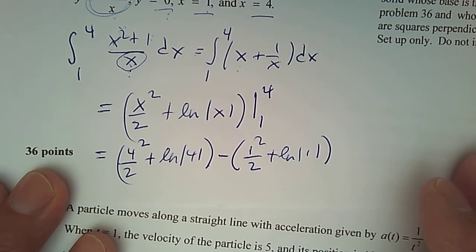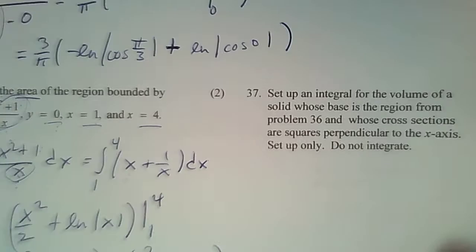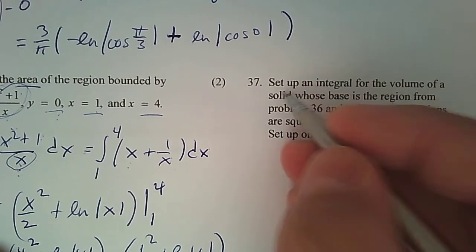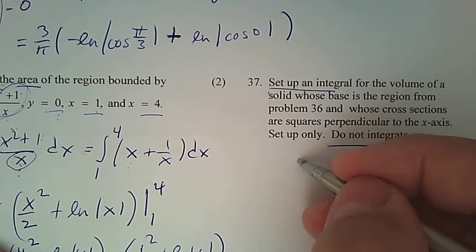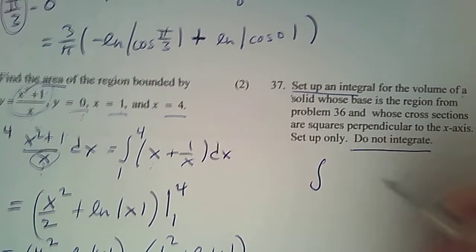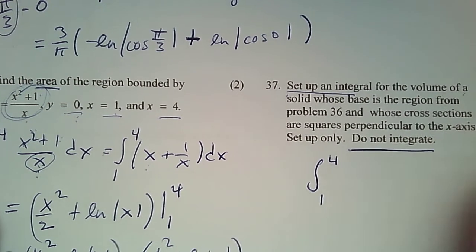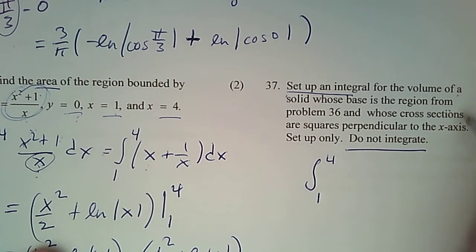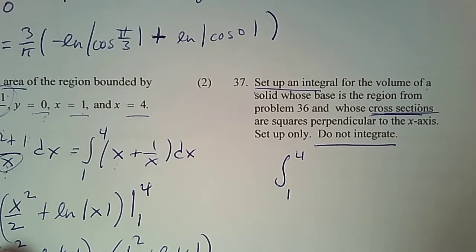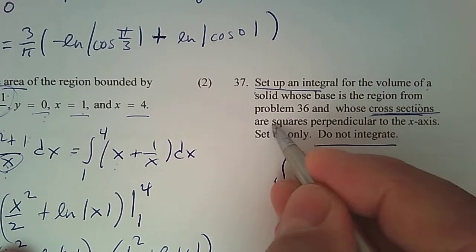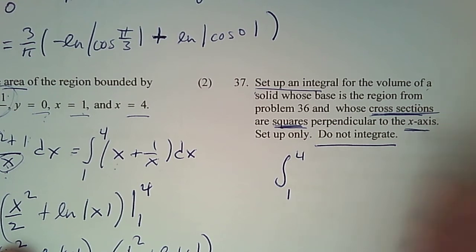All right, number 37. It says set up an integral for the volume, but don't integrate. So it's just a setup. We know we're going to do an integral for the volume of the solid, using the region we just did. So we know we're going from 1 to 4. How are we doing the volume here? The base is that region and whose cross section. So we're not revolving. If we're revolving, then it would be pi r squared. But what are they? They're squares perpendicular to the x-axis.